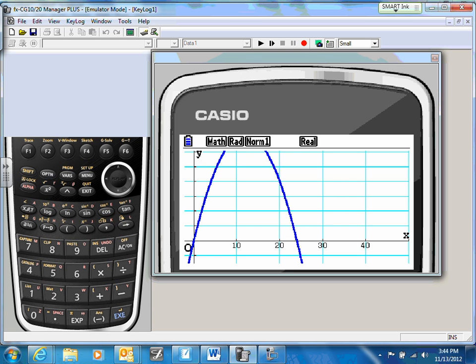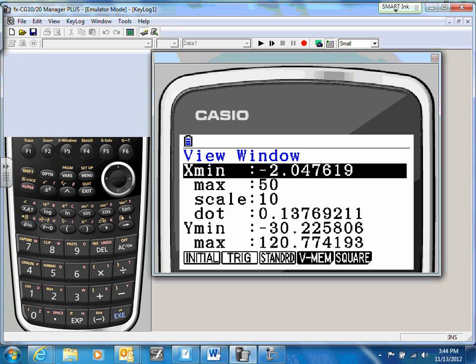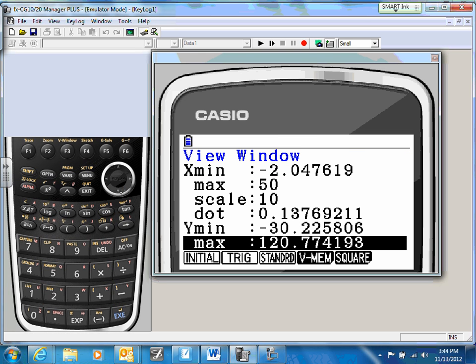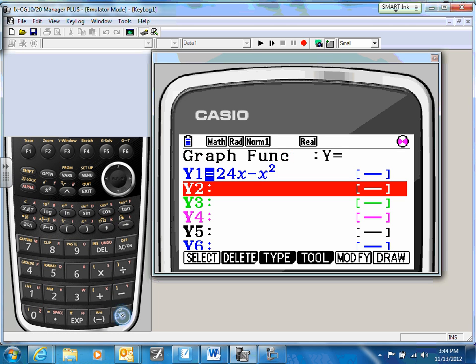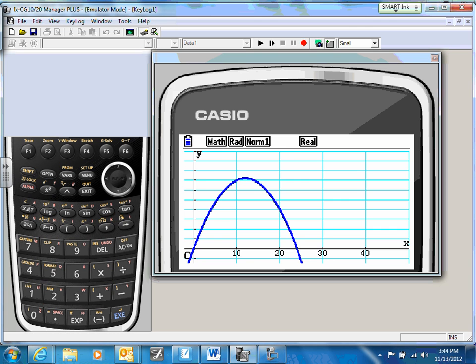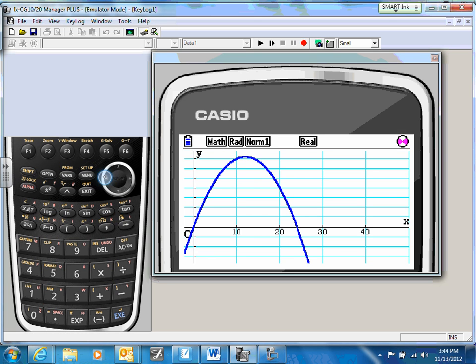Not so bad. So we noticed that the max is going to be around 25. All right, let's go to my window again. Let's go to Y max. It's already up to 120. Let's try 200. And we're going to count by 20. So let's see what that looks like. That's a good scale. In fact, I can use my keypad to make it even better.